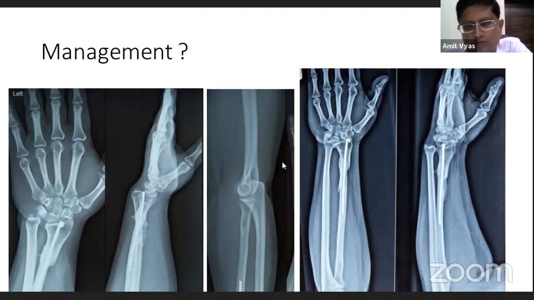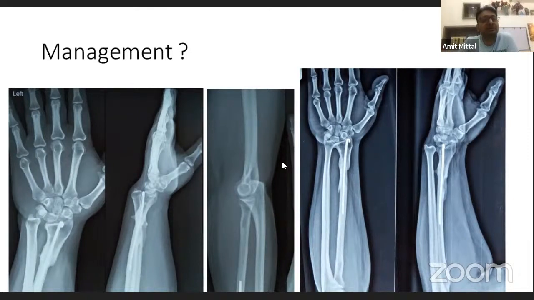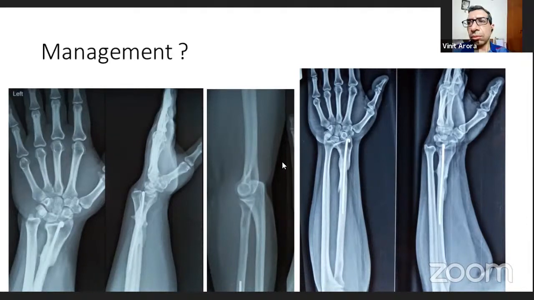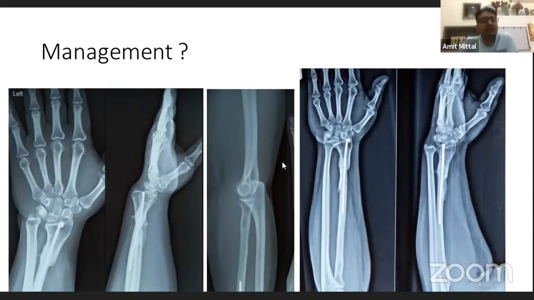No, the only problem is supination. Painful supination. I think that there is no instability. So as the radius is already united, there are two ways of doing it. One is either to do the ulnar shortening osteotomy to bring that back, as Abhijeet sir said, or a radial lengthening osteotomy. There are two things that we can do.